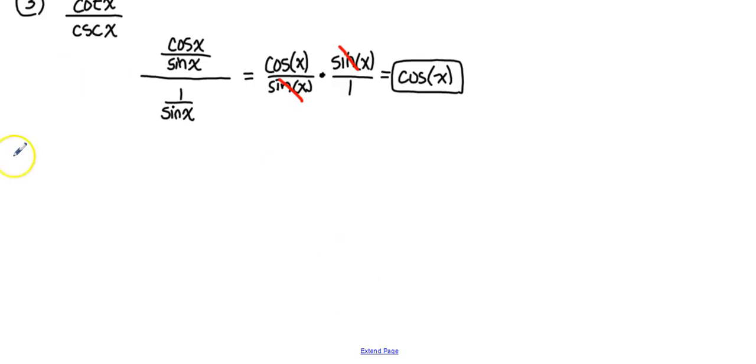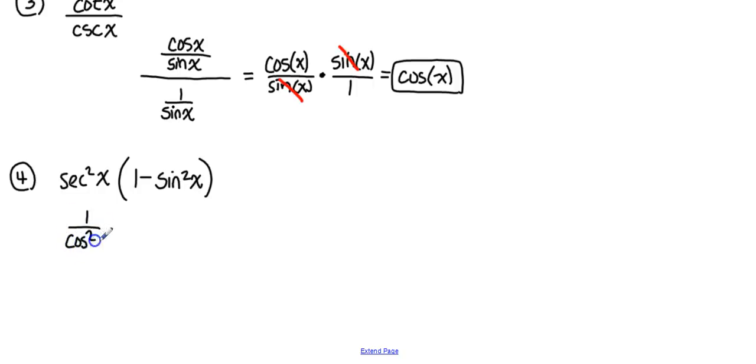Number 4. Secant squared of x multiplied by 1 minus sine squared. My first thought when I see secant squared is that I can write that as 1 divided by cosine squared. I almost wrote theta, but we're dealing with x now. So 1 divided by cosine squared x.